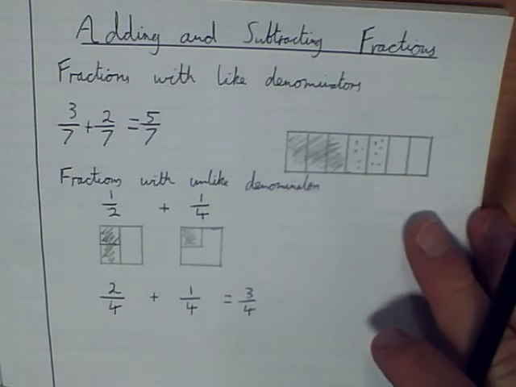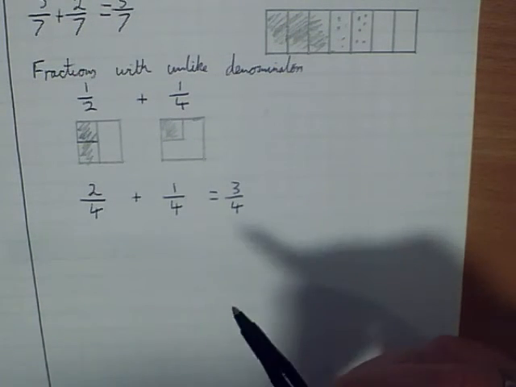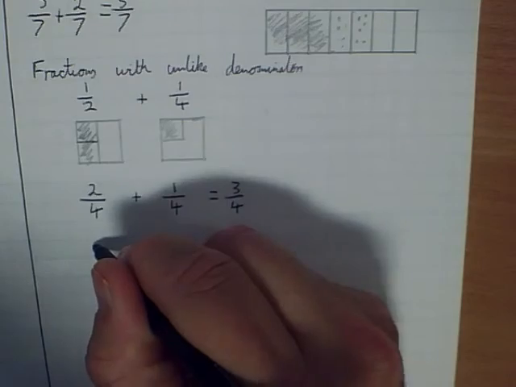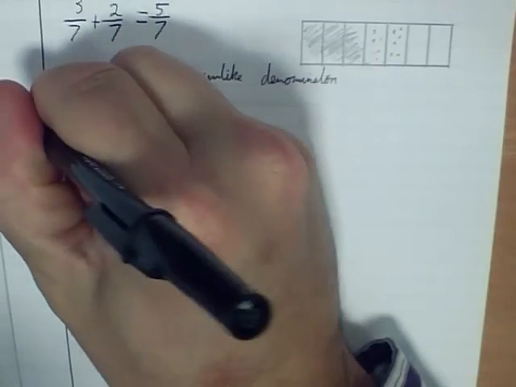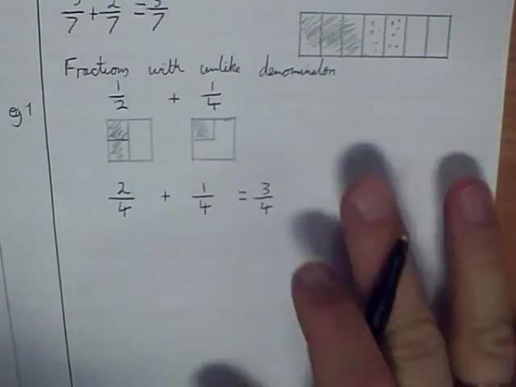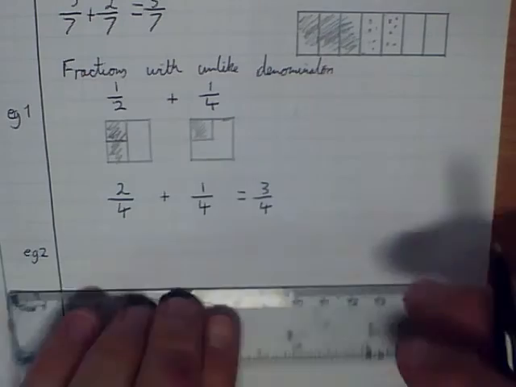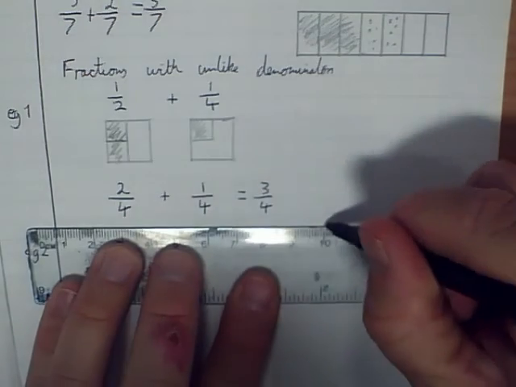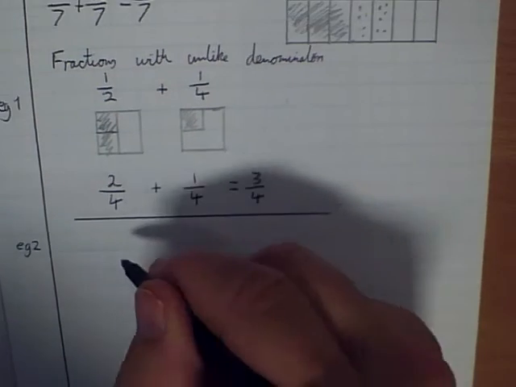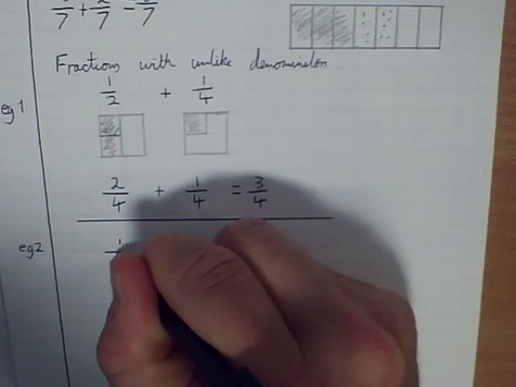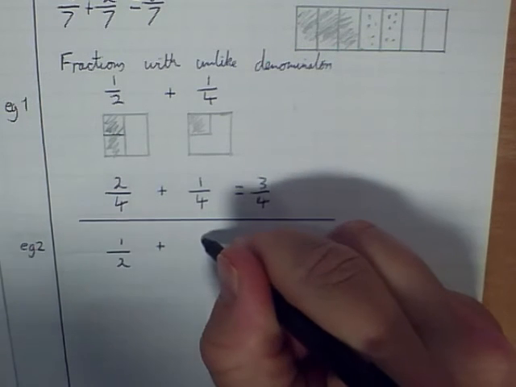So let's consider another example. I'm going to write just here EG1, example 1, and here EG2. Just rule it off to keep it neat so you can see clearly it's a new example. And I'm going to do 1/2 plus, this time, 1/3.